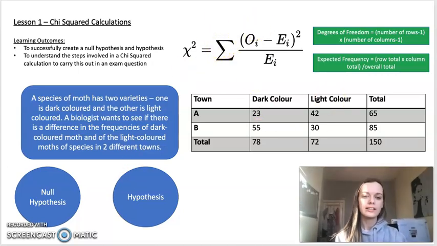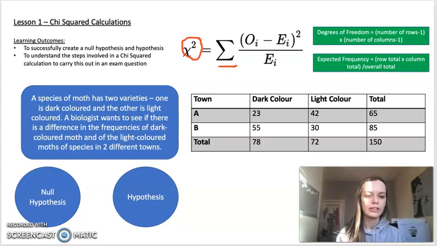So, moving on to the chi-squared calculation itself. This value here is the chi-squared value. So this is what you want to calculate. Then, this value here is equivalent to the sum of. So you're saying that the chi-squared value is equal to the sum of this fraction.